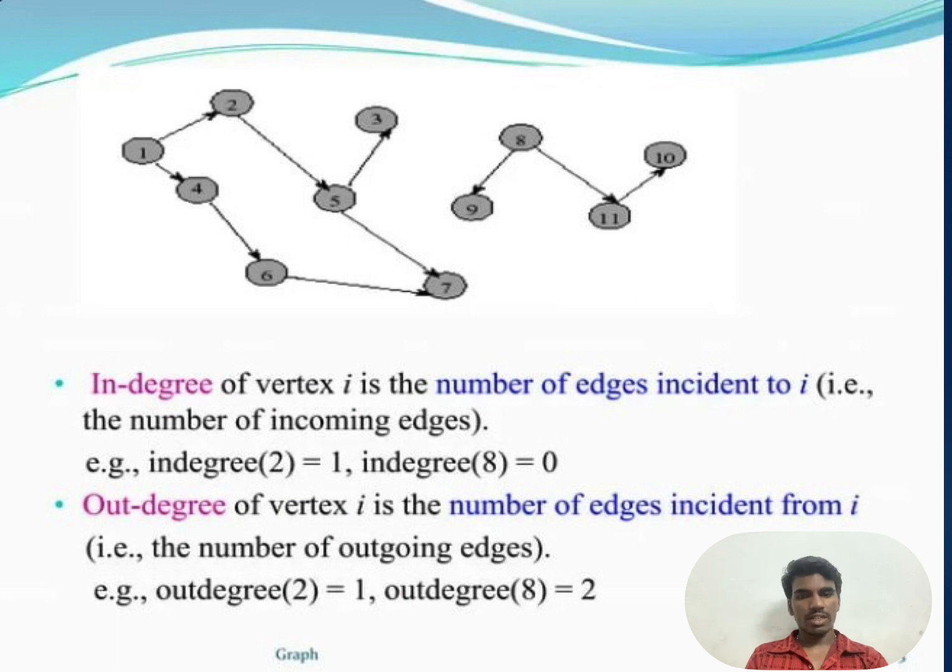Degree of a vertex. In-degree is the number of edges incident to the vertex, that is, the number of incoming edges. For example, in-degree of 2 is 1 and in-degree of 8 is 0. Out-degree is the number of edges incident from the vertex, that is, the number of outgoing edges. Example, out-degree of 2 is 1 and out-degree of 8 is 2.